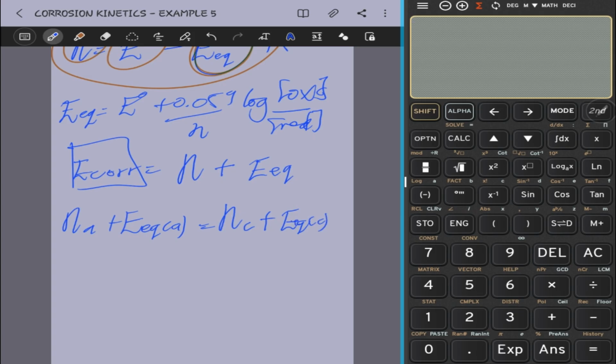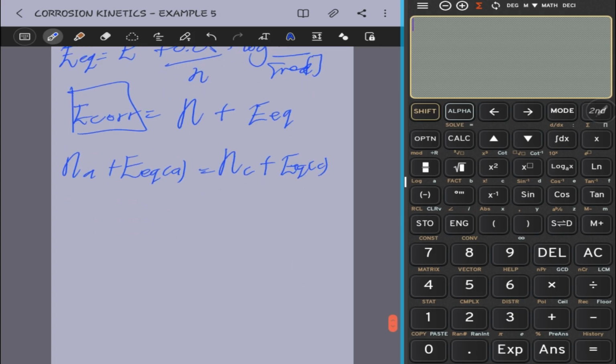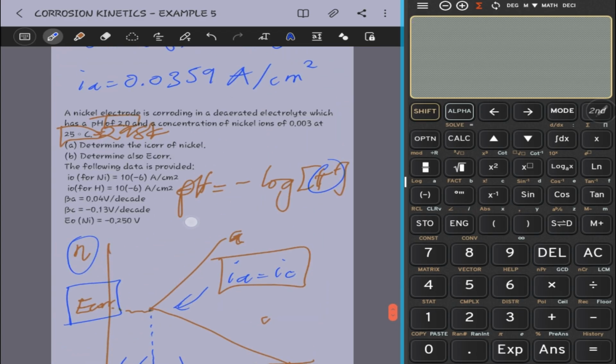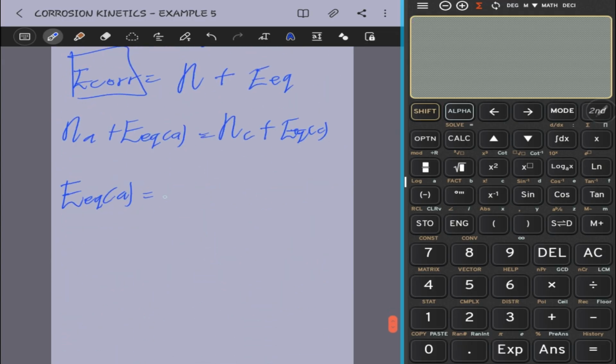Before that, now let's try and find the equilibrium potential for the anodic. So the standard has been given, which is minus 0.25. So we have minus 0.25, and then we have plus 0.059.